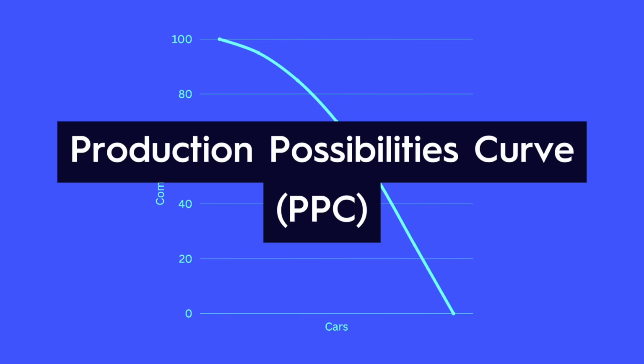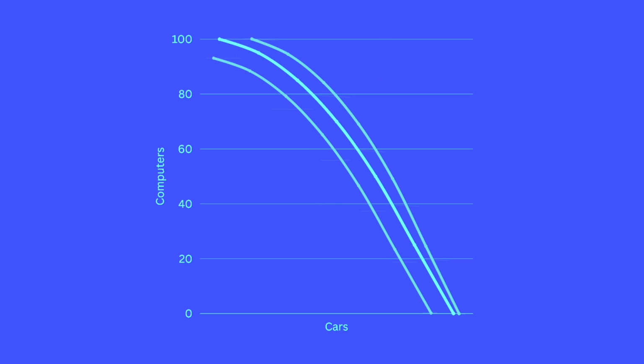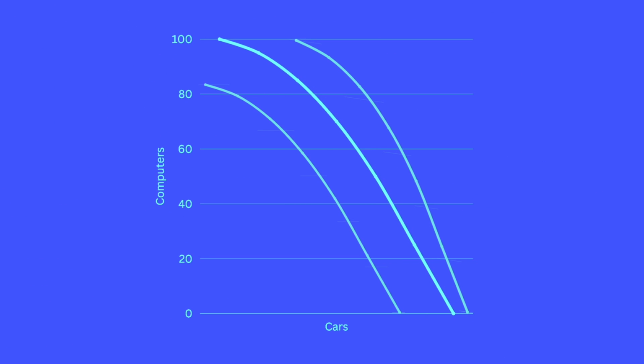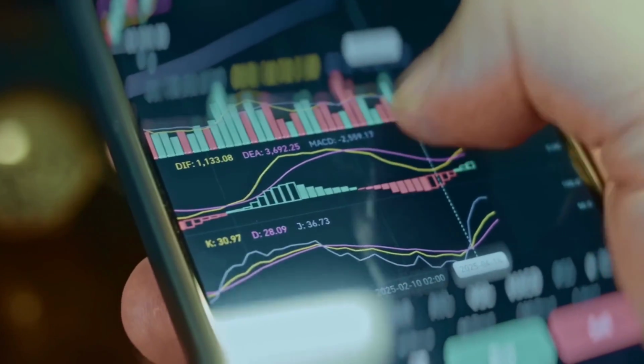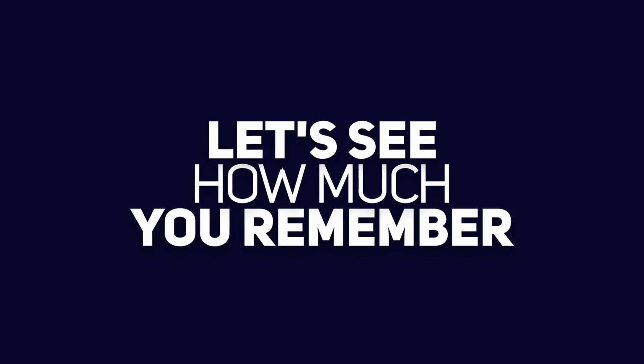To recap, the PPC shows an economy's limits. Sliding along it is about making choices, but shifting the whole curve is about changing those limits through technology, resources, investment, or sadly, disaster.